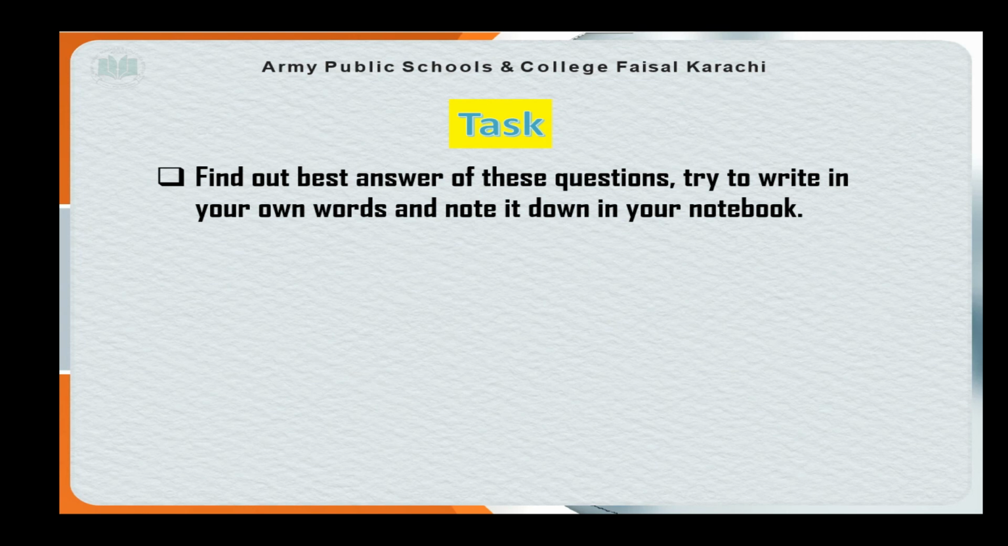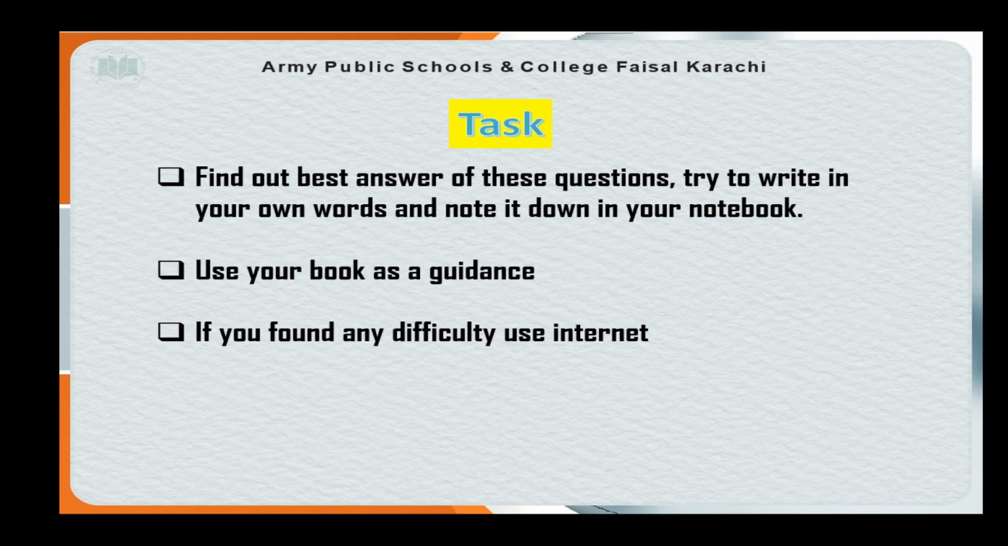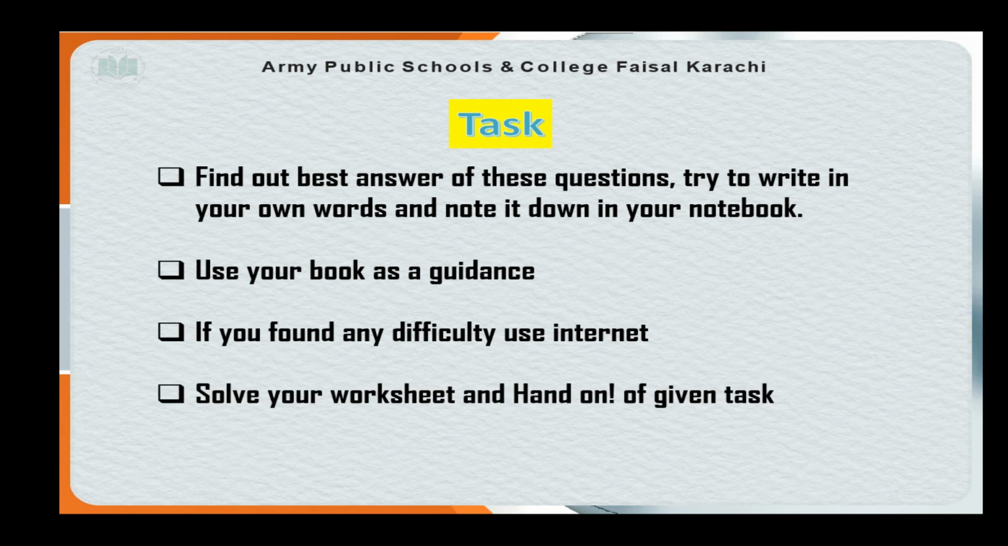Try to write in your own words and note it down in your notebook. Use your book as guidance. If you find any difficulty, use the internet. Solve your worksheet and hand in the given tasks.